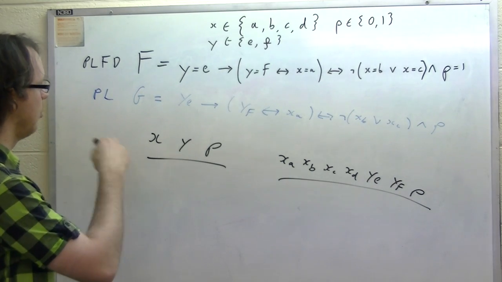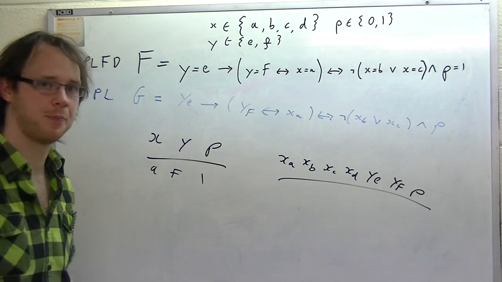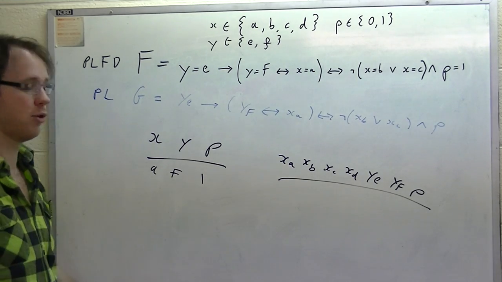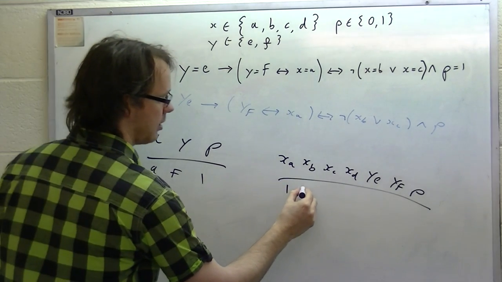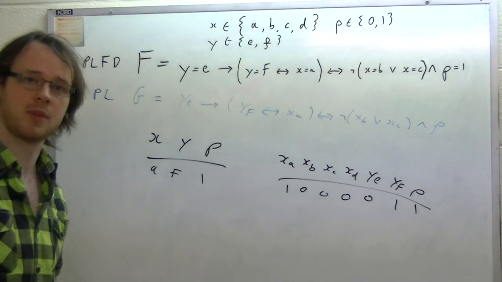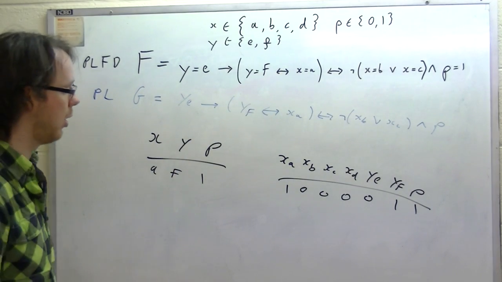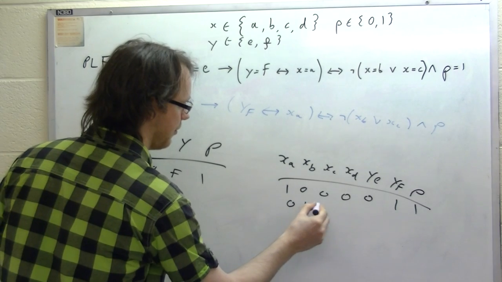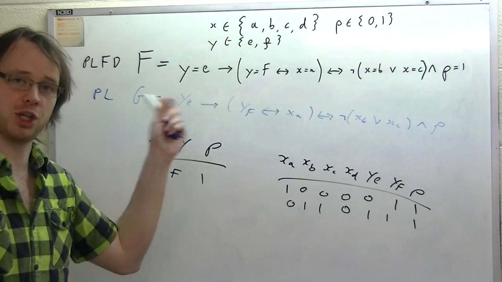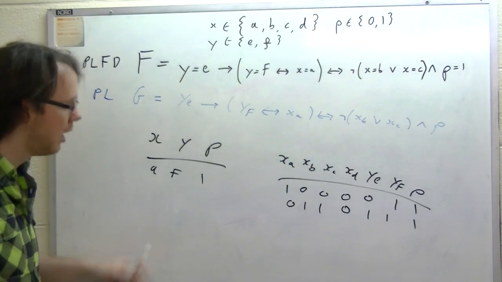So we take a model for F: x equals a, y is f, and p is 1. Yep, that's a model for F. We can turn this into a model for G as you would expect, like so. So we're happy there. You can check that those are models later. But we might take something like this. That's a model for G. We're happy with that. But how do we turn that into a model for F?